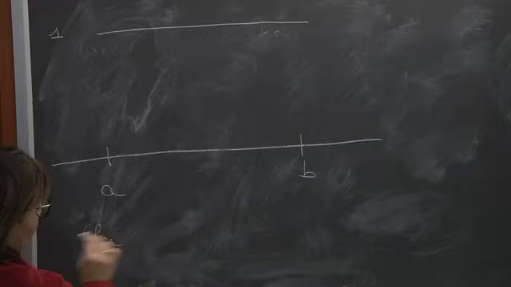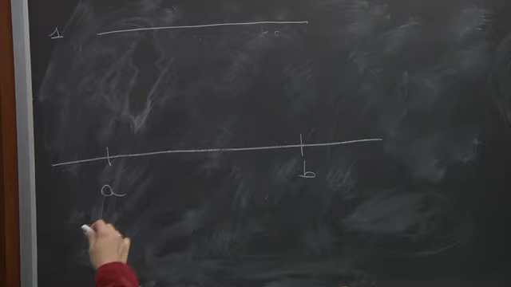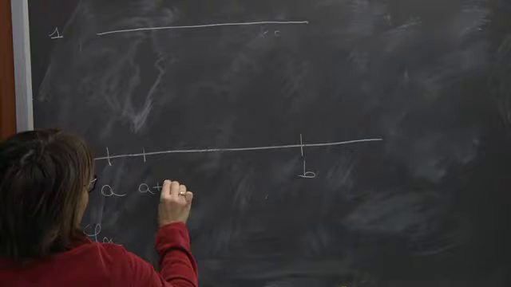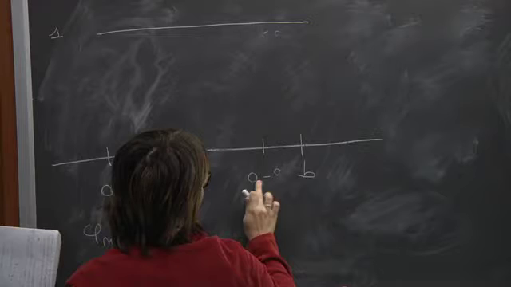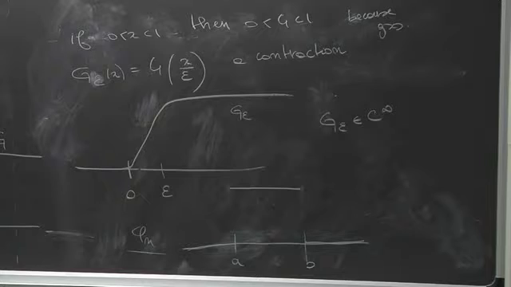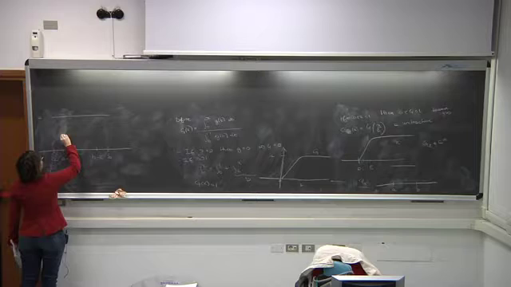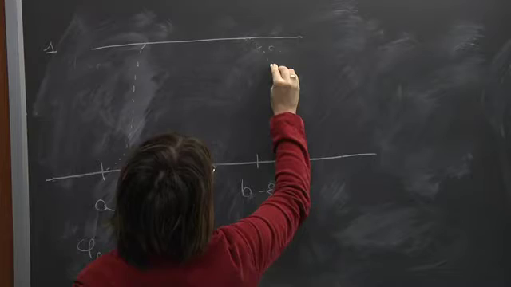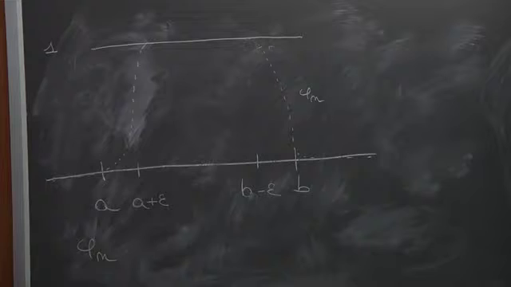I just show you with the drawing by using the transition between a plus epsilon, for instance, and b minus epsilon. Okay, and I define this function phi n between a and a plus epsilon as g epsilon is defined here, okay? So, okay. It would be like this, and here you can reflect the graph, and the dashed line represents the graph of the phi n, okay?